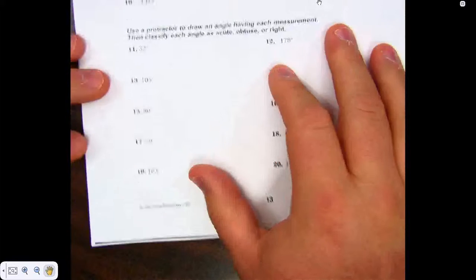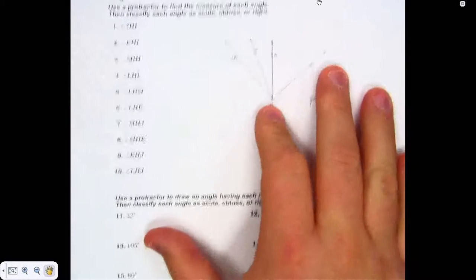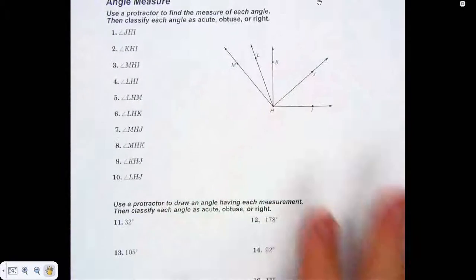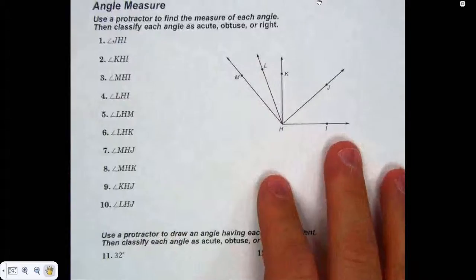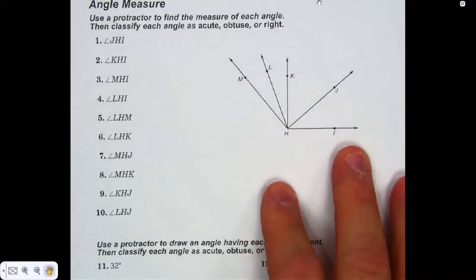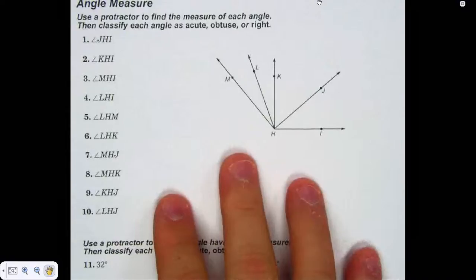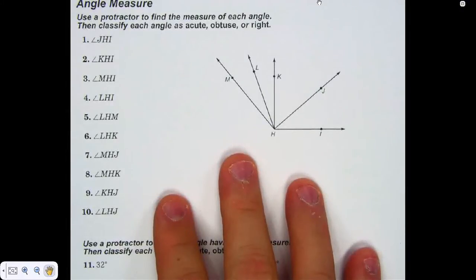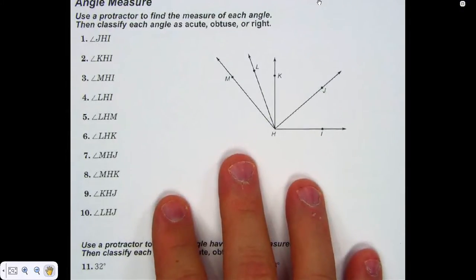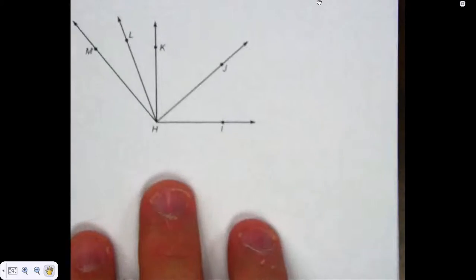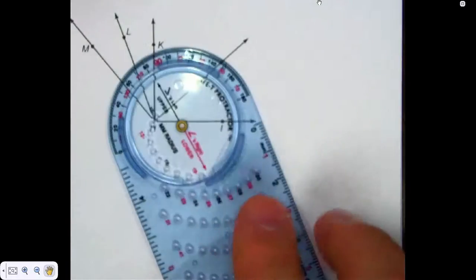Let's pull out our worksheet. You're going to use a protractor to find the measure of each angle. First angle is JHI. That one's pretty easy. And then you're going to classify it.